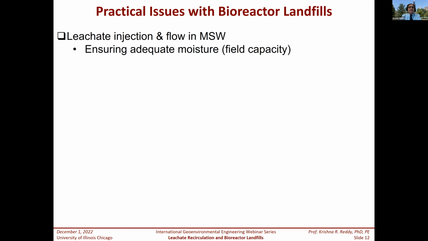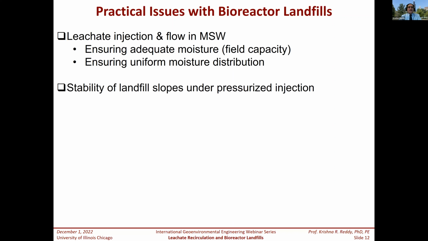The idea of leachate injection is to increase the moisture content to its field capacity or to the optimum moisture content range. But we want to make sure that this moisture distribution happens uniformly in the waste, right? So how do you do that one? It's not easy, because waste is highly heterogeneous. And when you put in leachate, you don't know where it is going. So it's a big challenge.